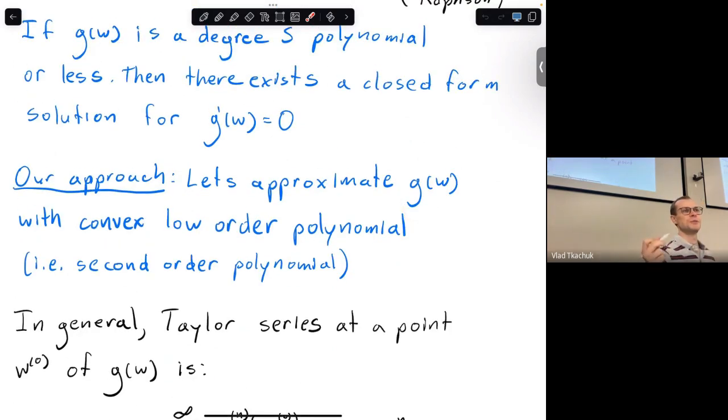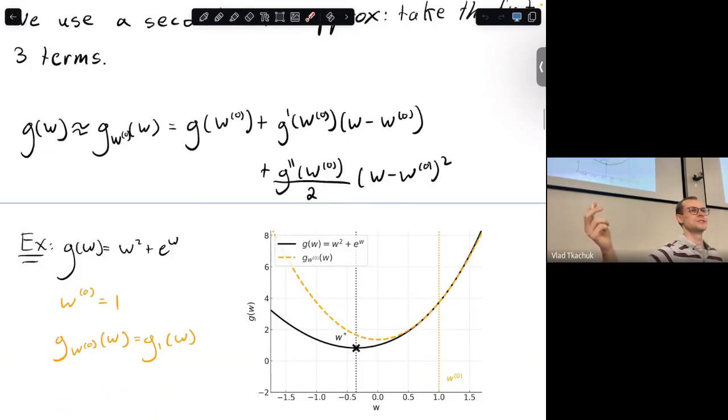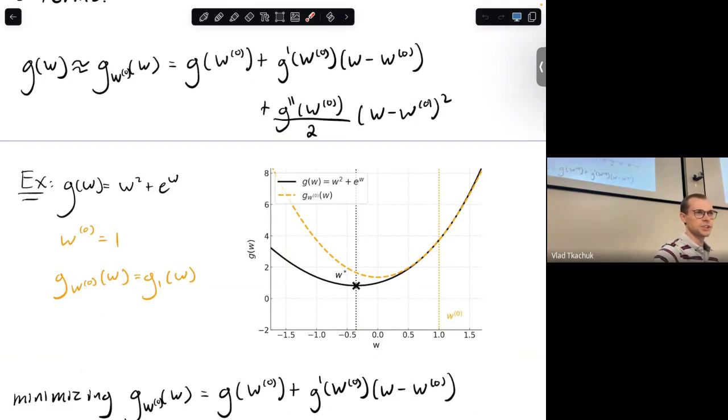The story was, if g of w doesn't have a closed form solution, maybe we approximate it with a function that does have a closed form solution. Then if our approximation is good, we just find the closed form solution for that approximation, and we have something that's a good approximation. So we said, approximate g of w with this second order Taylor approximation. Why is this a good approximation to choose? Well, it has a closed form solution and it's convex. So you can just use the techniques we used before, which was to set the derivative to 0 and solve.